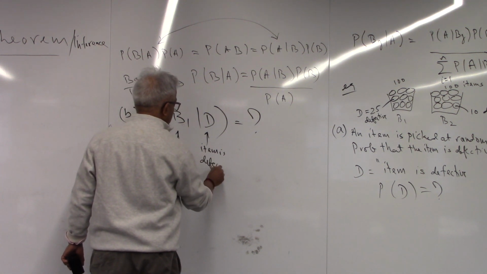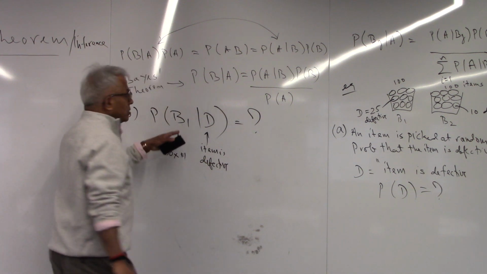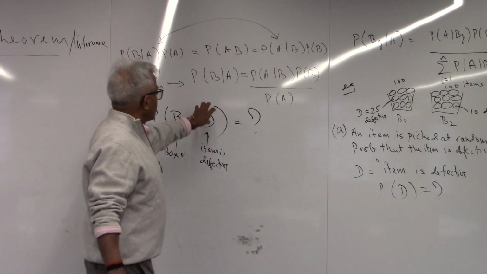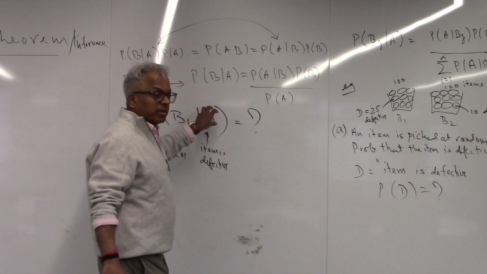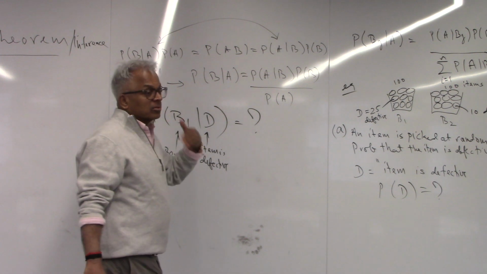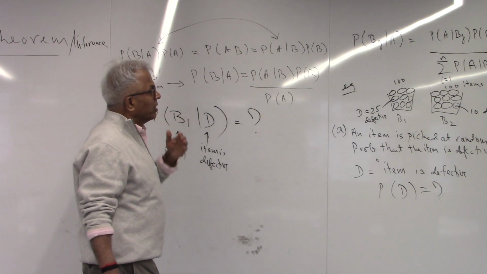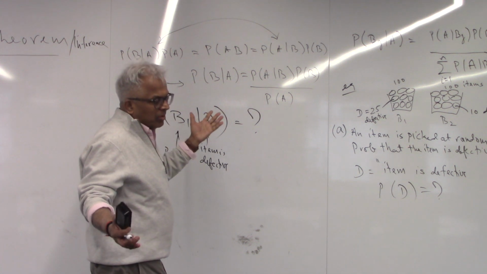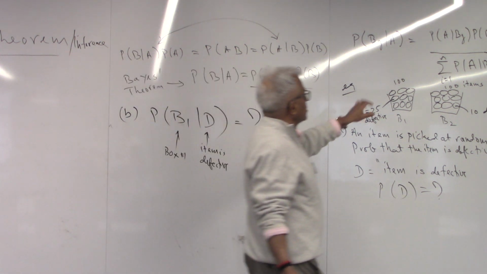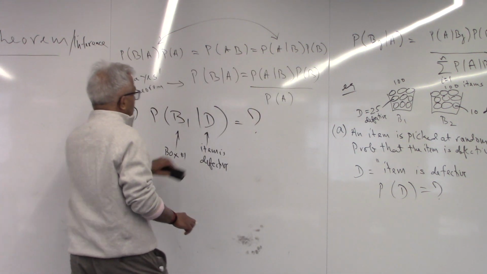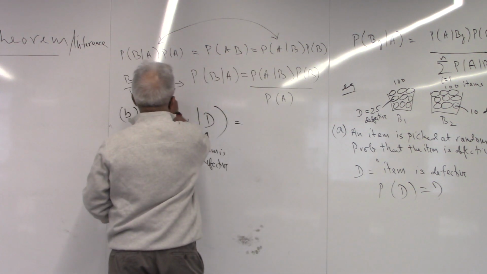The tested item turns out to be defective. So that's the new fact which we didn't have before. That's a result of an experiment. So the question is, can we update our knowledge about which box it came from? Previously, without any data, all we could say is there's a 50% chance it came from box 1. But let's see what it is now. So this is where the Bayes theorem is useful.